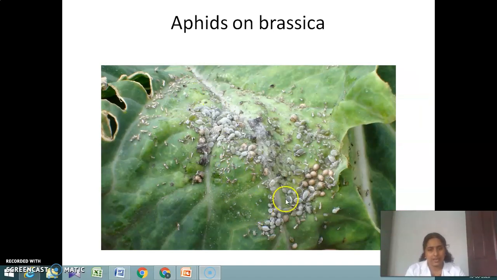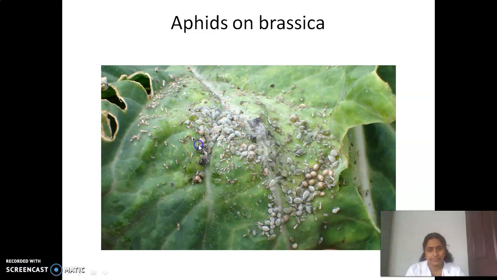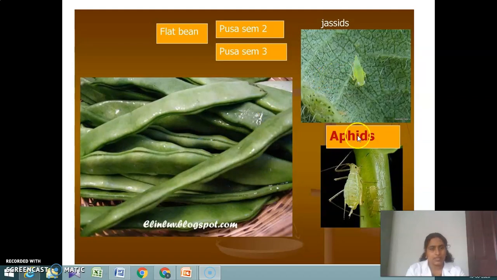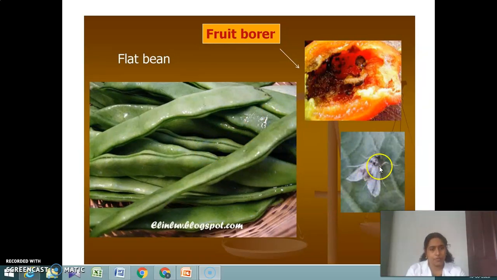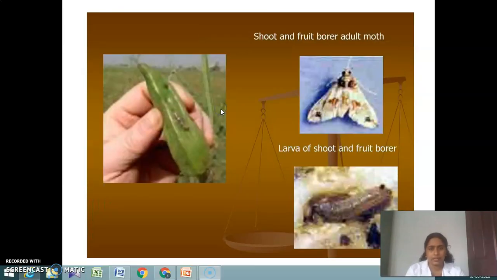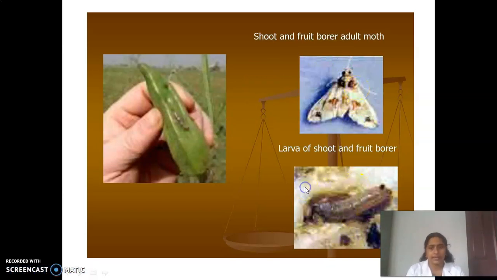Here we can see aphids on a Brassica leaf. Next one, jassids and aphids on flat bean. Then fruit borer. This is an adult fruit borer. Here you can see the caterpillar on flat bean. The last one is on lady's finger, okra. Shoot and fruit borer. This is the adult moth and larva. Clear?